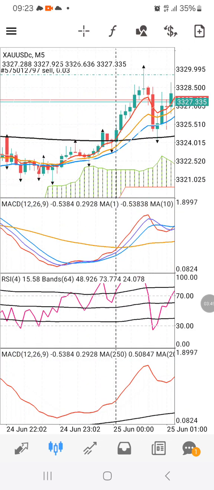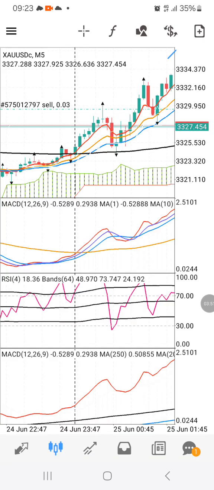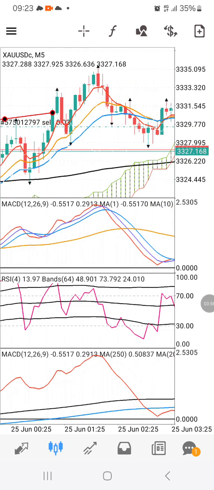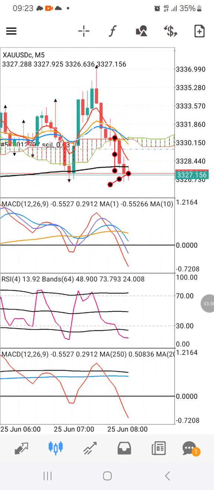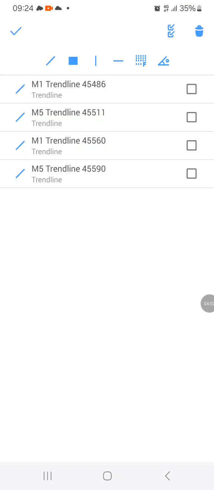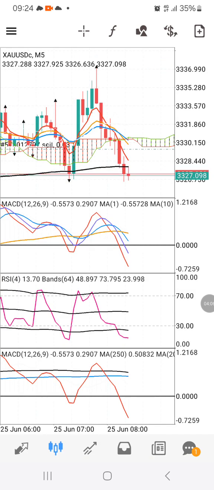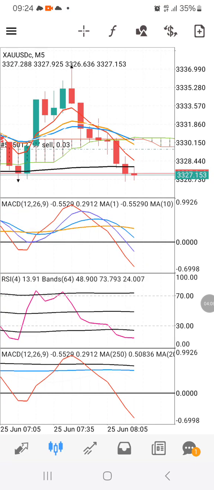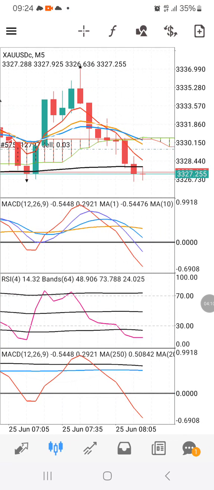This is another good place to buy. Price closing above all indicators. It's a good place to buy. So if this aligns with what is happening on the 1 minute time frame, then you can place your buy trade and scalp gold. But for now, gold is selling in line with this strategy. Okay, that's that for the main window.